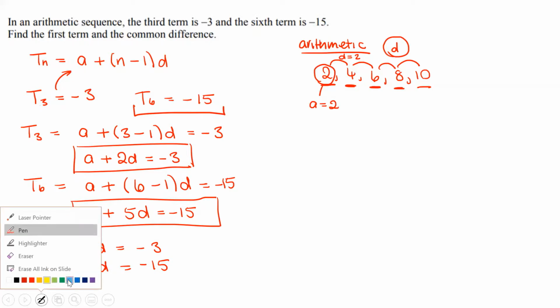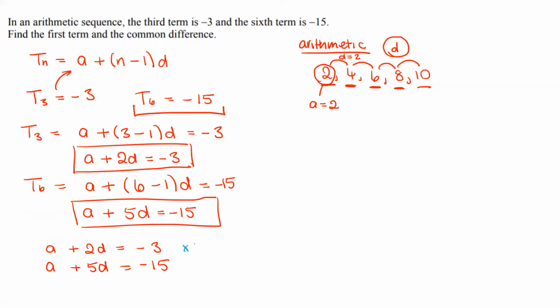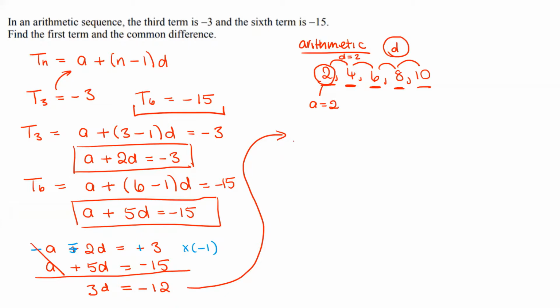And if we do that, we're going to have to do that for all the signs. So we're multiplying by -1. So this becomes a minus, this becomes a minus, and this becomes a plus. And if we add the two together then, well, these cancel each other out. -2D plus 5D will give us 3D, and that will be equal to +3 minus 15, that would be -12. So bringing this up here then, dividing both sides by 3, we're going to get D is equal to -4. So we're taking away 4 each time as we go along the arithmetic sequence.